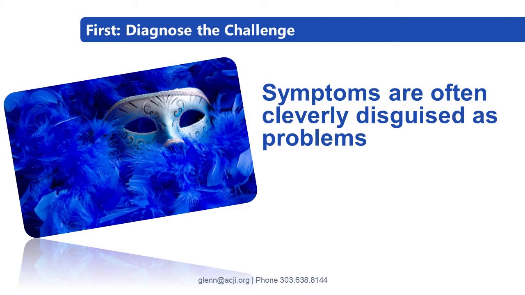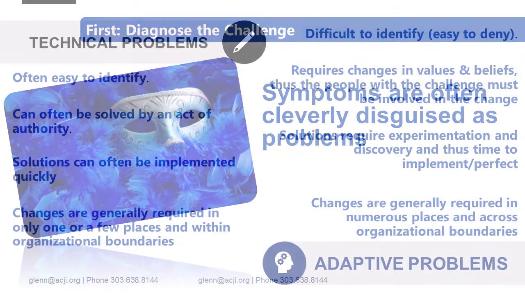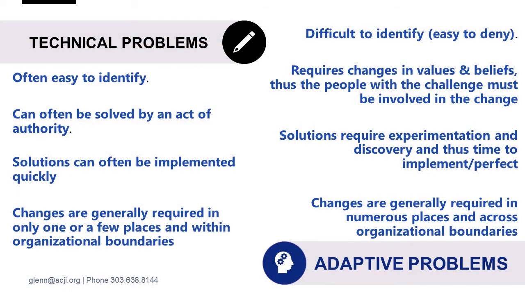If we can continue to answer that question, what is driving this symptom, then we can start discerning the underlying root problem. Once we get to the problem, we have to stop and diagnose it as either technical or adaptive. Technical problems are fairly black and white. They are fairly easy to identify, they usually live in one or two places of the organization, and they can be solved fairly quickly, usually by somebody in an authority position.